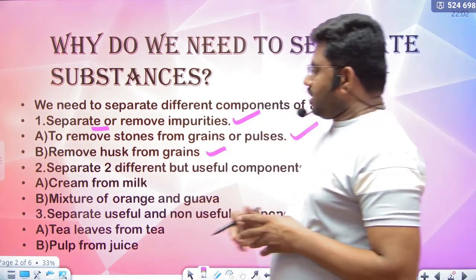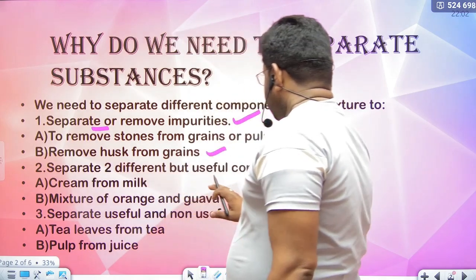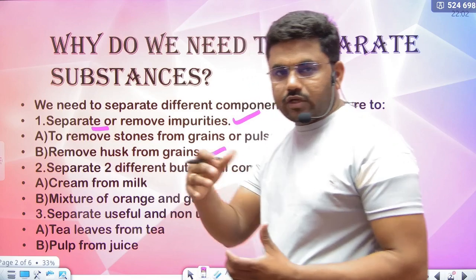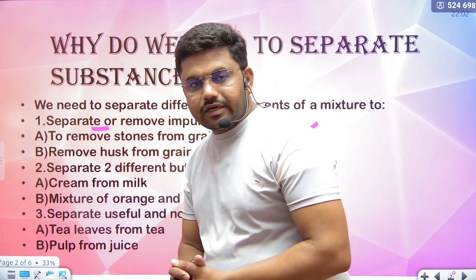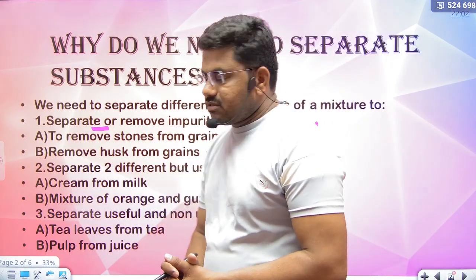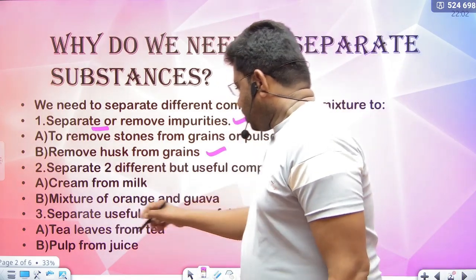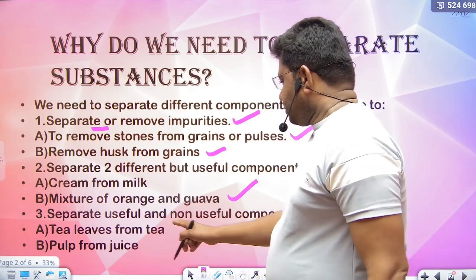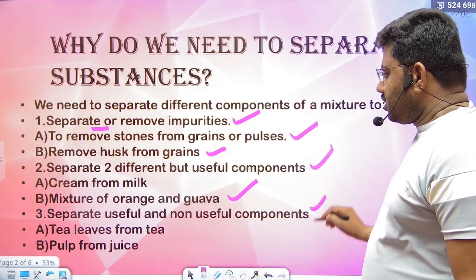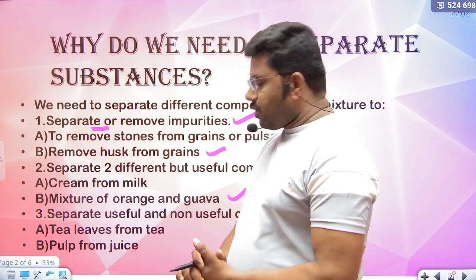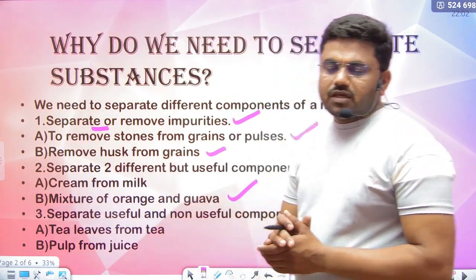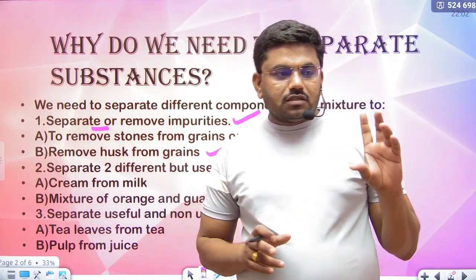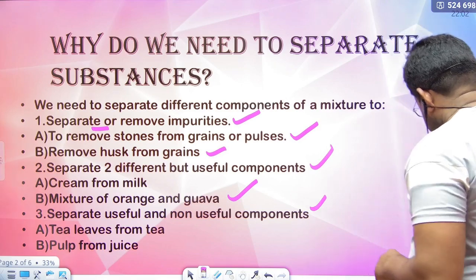Second, to separate two different but useful components. Here, we take the cream out of the milk, and we can get curd. Another example is separating the mixture of orange and guava. We also separate useful and non-useful components, like tea leaves from the tea, as well as pulp from the juice. We see the separation of substances in our everyday life.